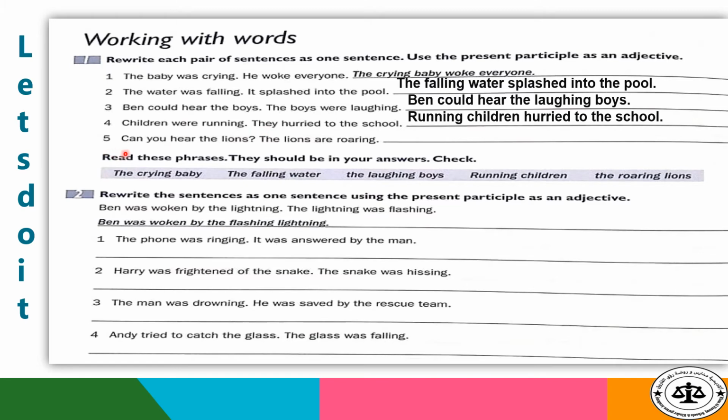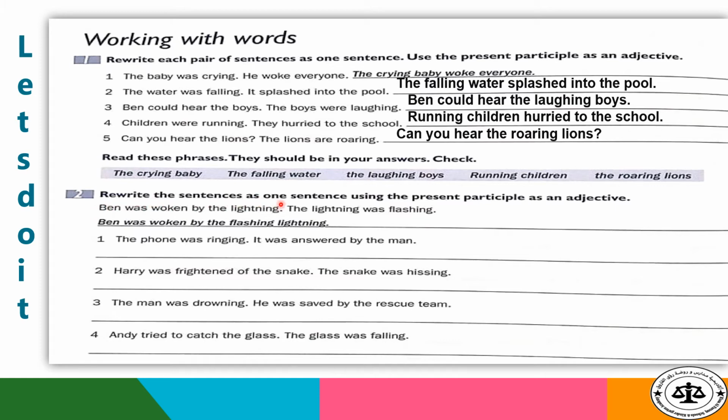The last one. Can you hear the lions? The lions are roaring. Can you hear the roaring lions? Excellent. Use these phrases to check your answers. Let's move to question number 2.